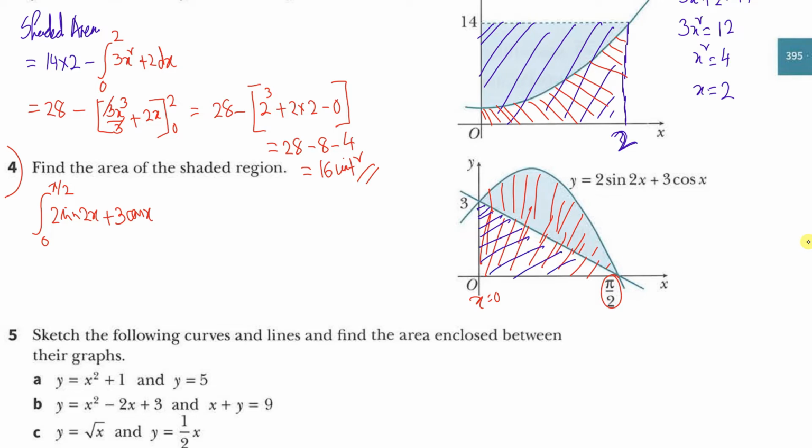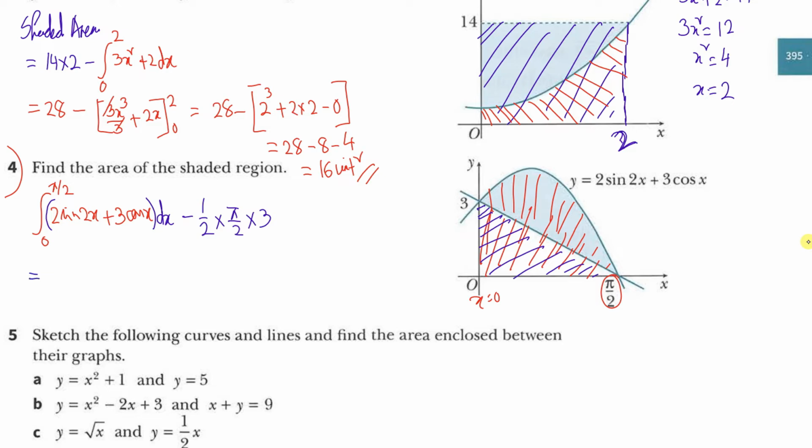This clearly forms a triangle. So the triangle area we know is half into base into height. We need to give here the dx integration minus half into base into height. The base is pi/2 and the height is 3. So that is the total working of this question.